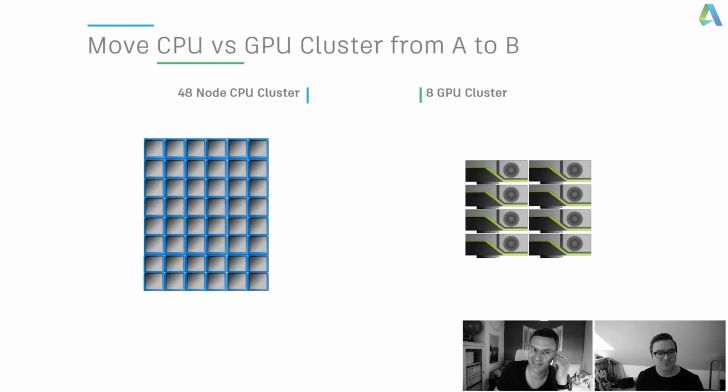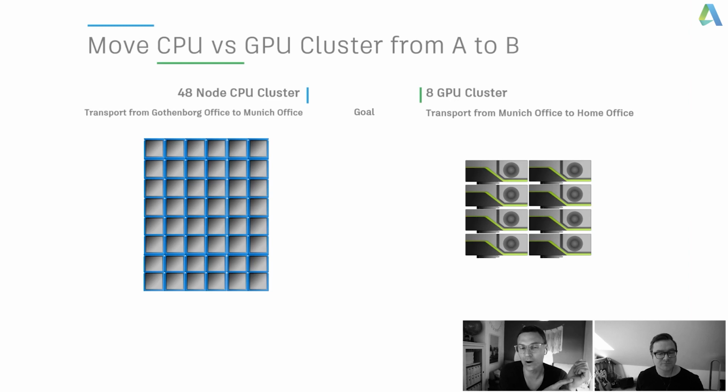There's just one side story that we experienced during the work with a GPU cluster, and it's about size and transportation. In our Autodesk Munich office, we have a 48 node CPU cluster, which by now is a bit older, probably 10 to 12 years old. A couple of years ago, we wanted to transport that cluster from the Gothenburg office to Munich. And right now we have a similar situation because, due to the Corona crisis, we needed to transport the 8 GPU cluster from the Munich office to the home office.